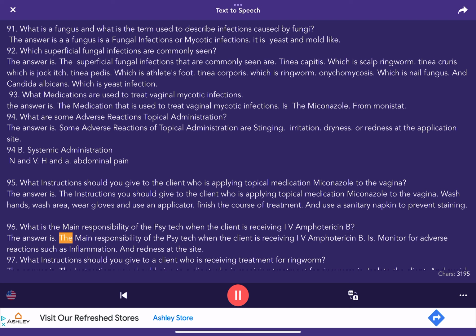96. What is the main responsibility of the nurse at the site when the client is receiving IV amphotericin B? The answer is, monitor for adverse reactions such as inflammation and redness at the site.